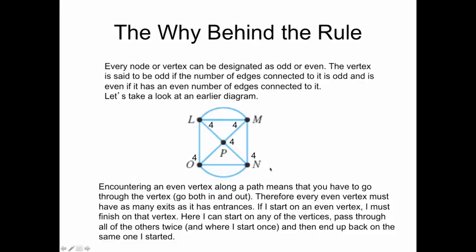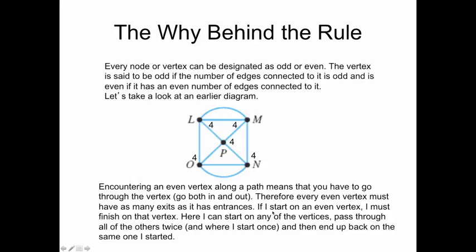Encountering an even vertex along a path means you have to go through the vertex. So if I'm coming along here, I have to go through the vertex to get 1, 2. So in and out makes 2. Then I can come back and go through in and out again. But notice, if it's even and I go in, I've got to come out. Therefore, every even vertex must have as many exits as it has entrances.